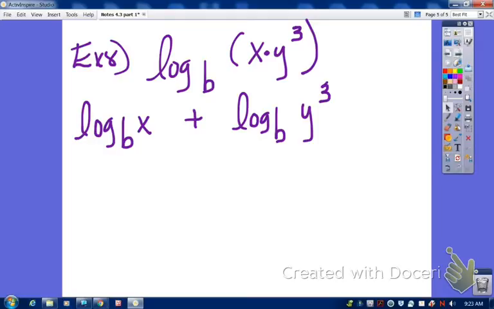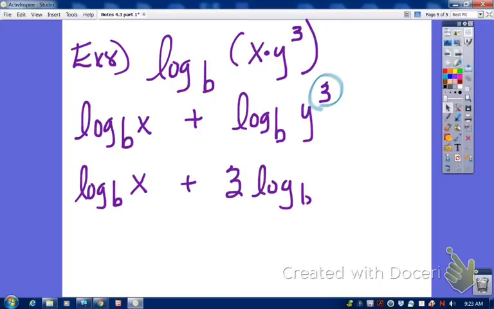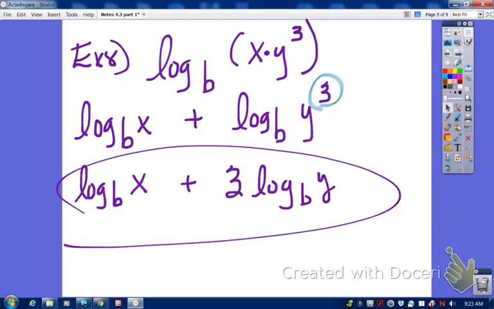Again, since both x and y are not being raised to the 3rd power, we don't do the power rule first. We go ahead and expand by using the product. And then we ask ourselves, can we simplify anything without a calculator at this point? No, because everything is in variables. We don't even know what that is. And the last thing you're going to do is take that power, bring it out in front of your log, and multiply it times your log. And so this would be as expanded as it can get: log base b of x plus 3 times log base b of y.